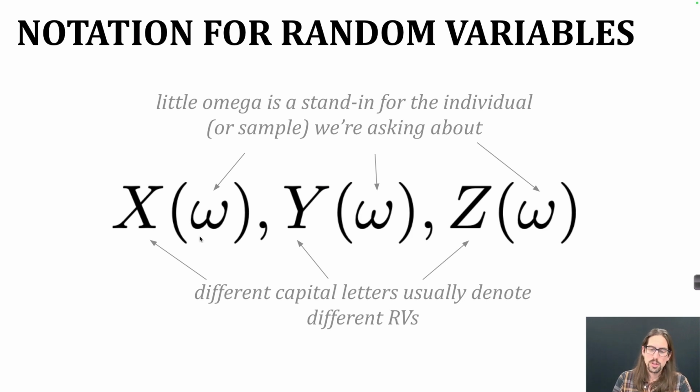So the main thing for you to take away is really just about the capital letters. If you see a capital letter, it's a random variable. It's a measurement about a particular person.